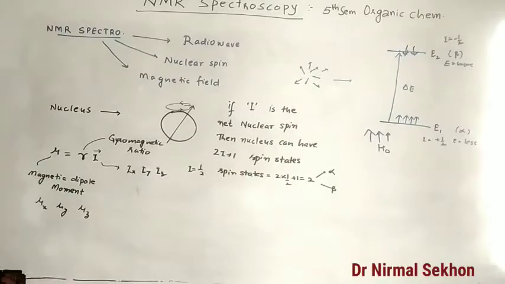So here is the formula. You can see mu equals gamma I. What is mu? Mu is your magnetic dipole moment.